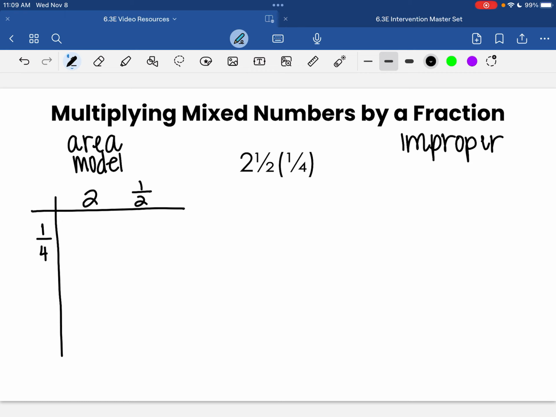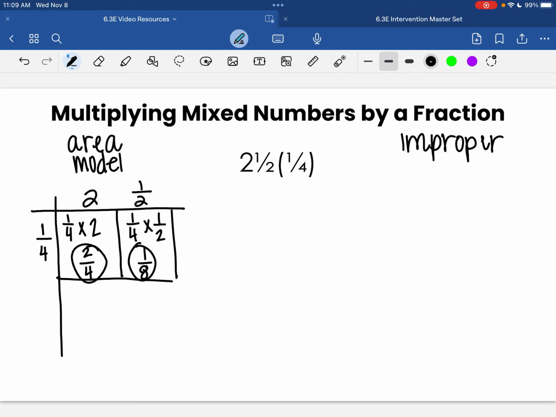So again, this is going to break into two parts. The first part being 1/4 times 2, which is just 2/4. And the second part being 1/4 times 1/2, which is just 1/8. So now I have all of my partial products, so 2/4 plus 1/8, and I need to add them together to get my total product.